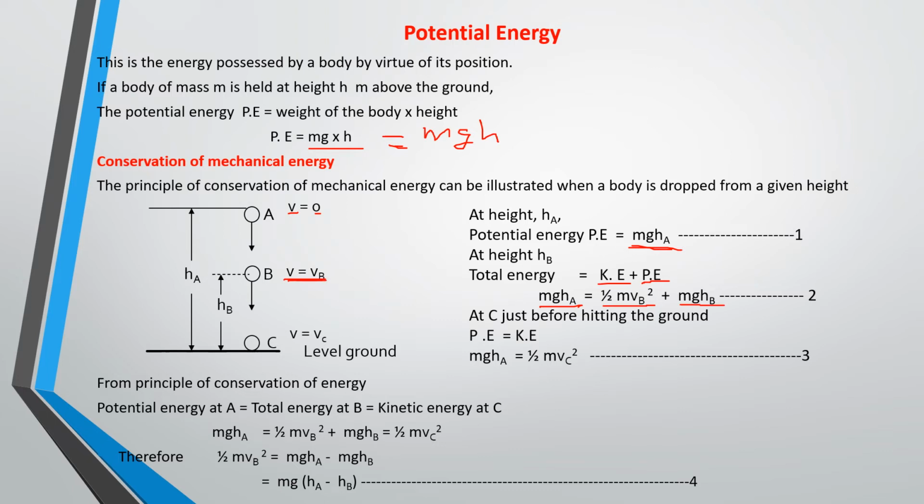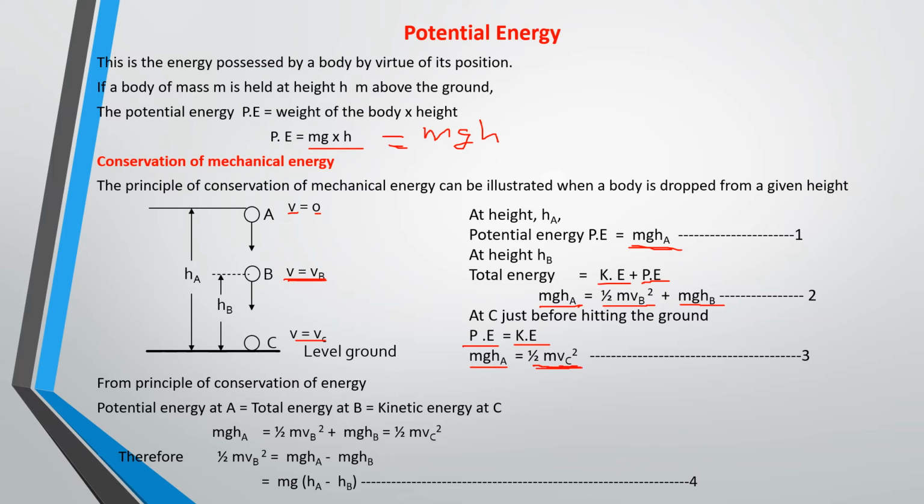Now at C, just before hitting the ground, the potential energy it had at point A will be equal to the kinetic energy. So mgha is equal to half mv squared at C. Vc is the velocity at C. So the potential energy has been converted totally to what?